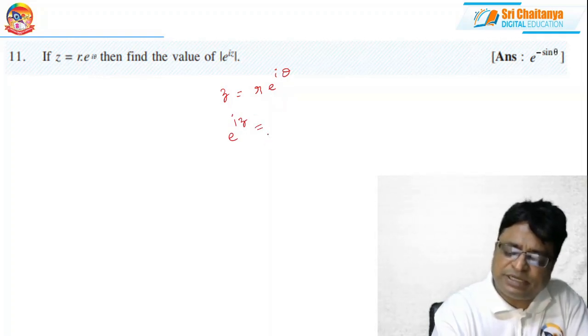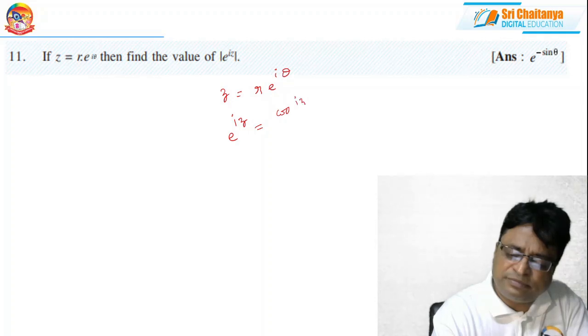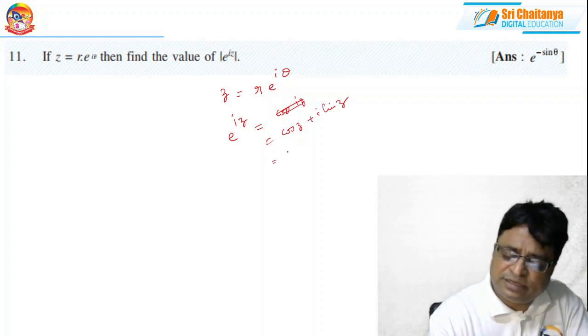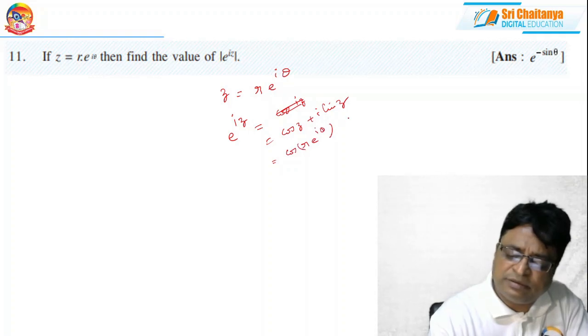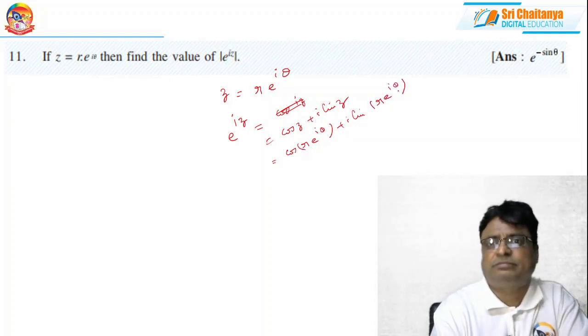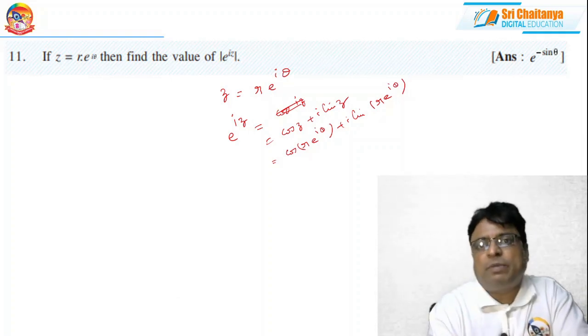What is e power iz? This is actually cos z plus i sin z. I can write, so this is cos of r e power i theta plus i sin of r e power i theta. Clear? Or you can do the problem in another way also.